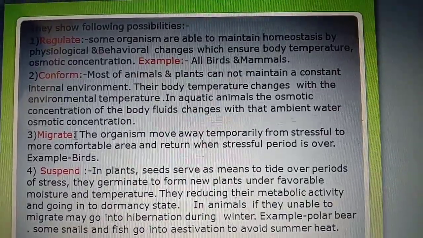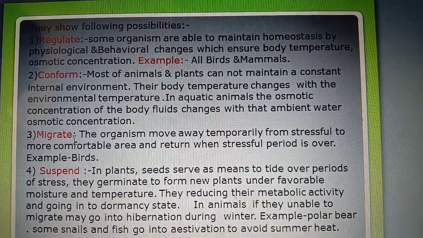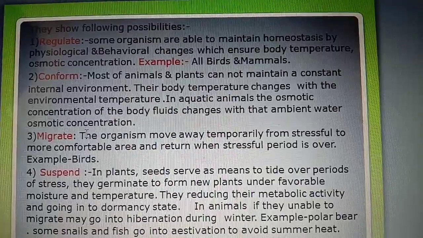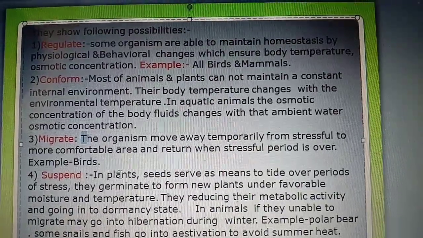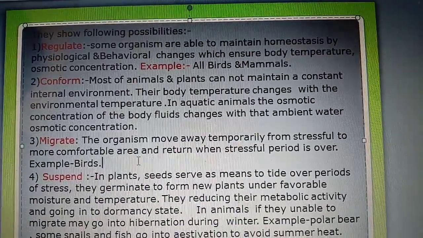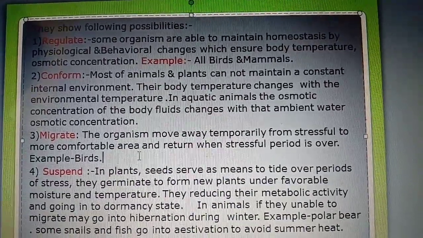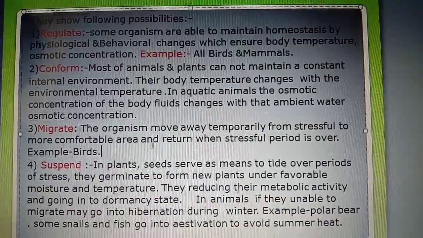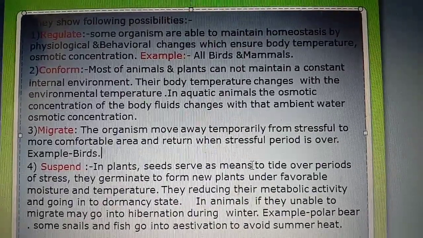Then the third point is migrate. In that, the organisms move away temporarily from a stressful to a more comfortable area and return when the stressful period is over.